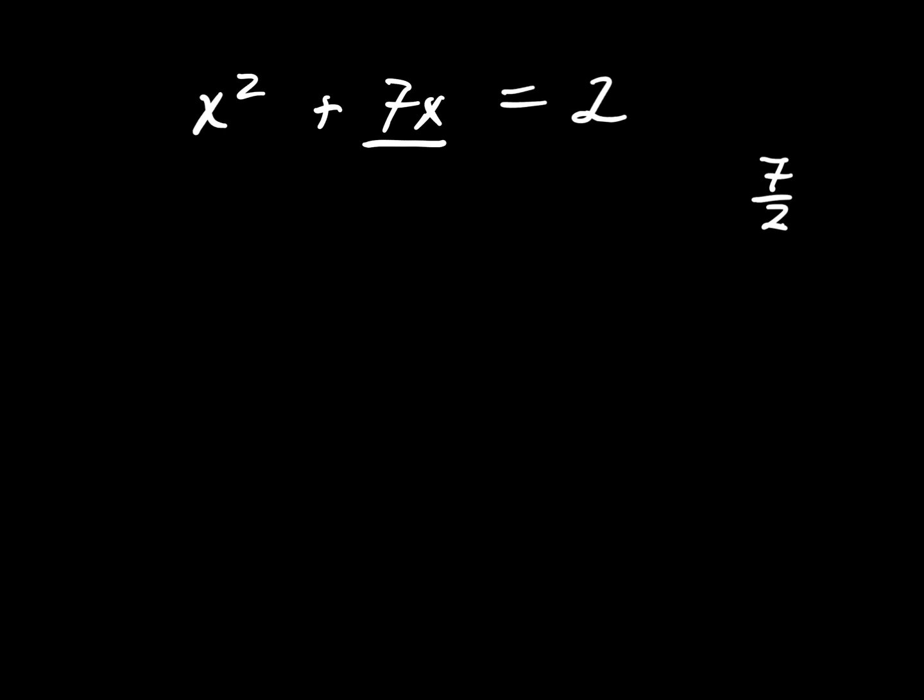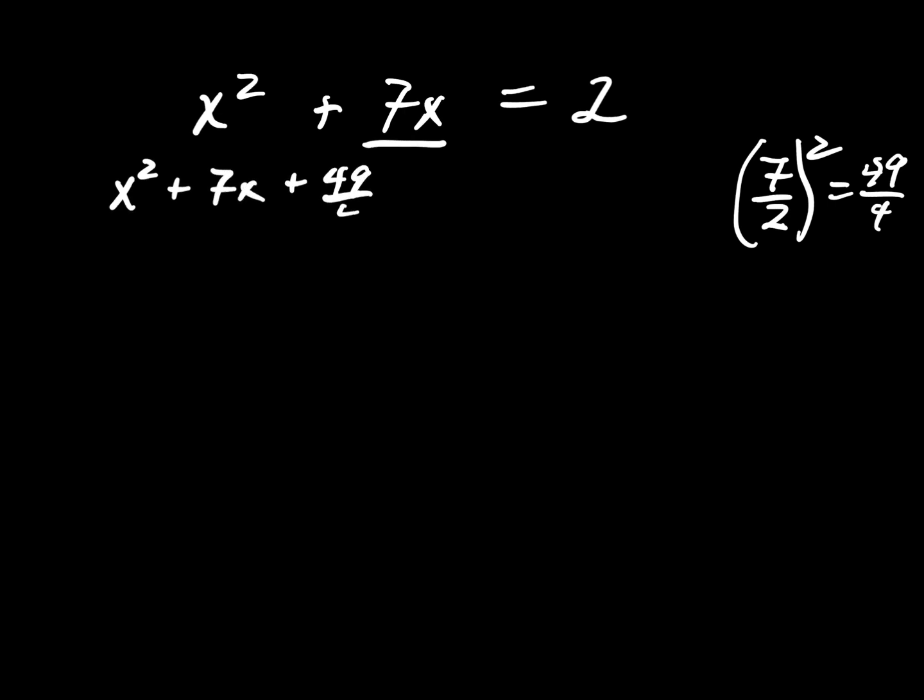And then what do we do? Then we complete the square. We square this number and add it to both sides. So that number is 49/4. And so in order to complete the square here, we're going to need to add 49/4 to both sides.